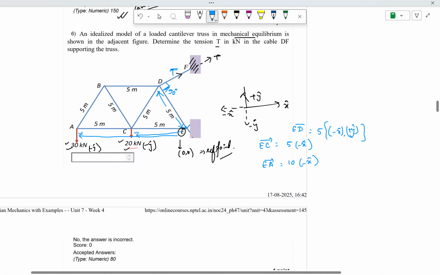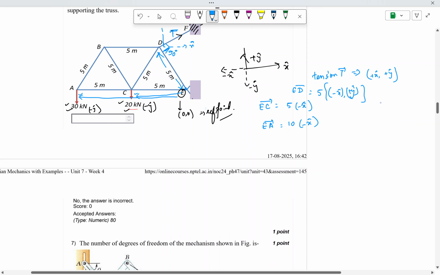Because the tension T on the cable DF has such a direction, the vector is pointed like this, so it can have components in the plus x cap and plus y cap direction. So this has components along plus x cap and plus y cap.